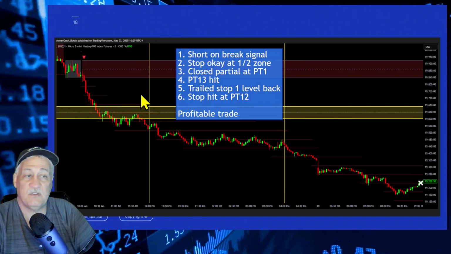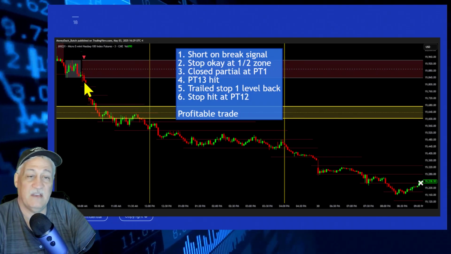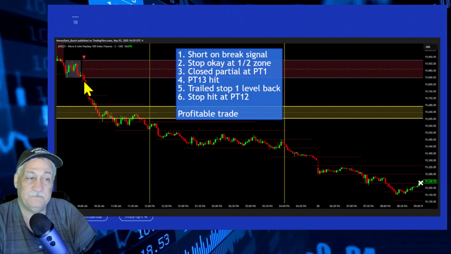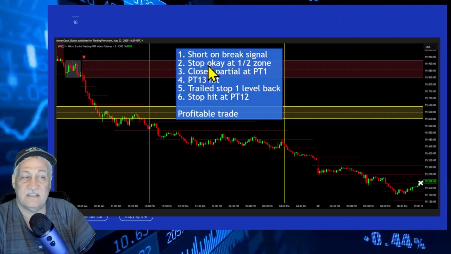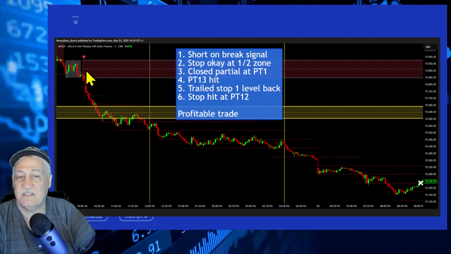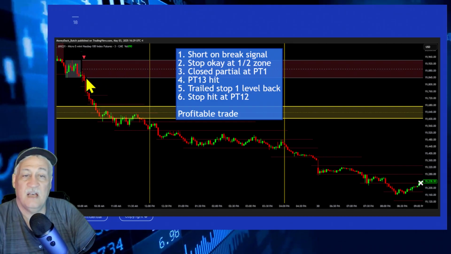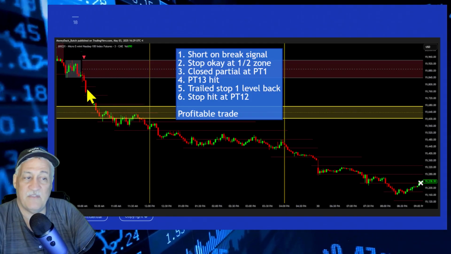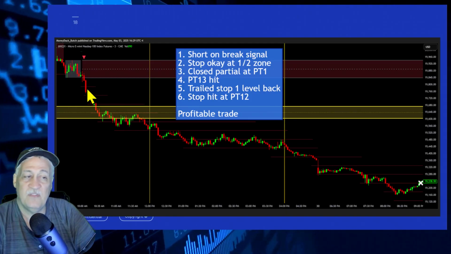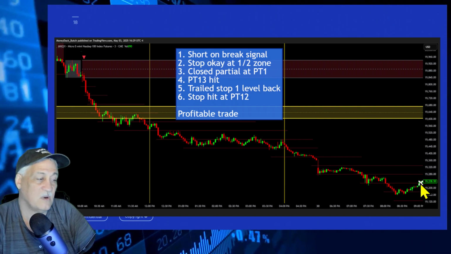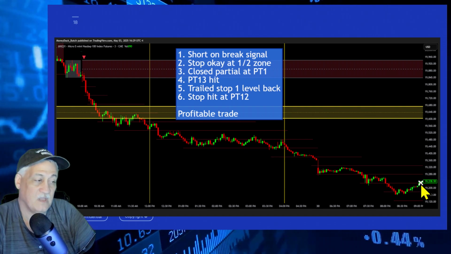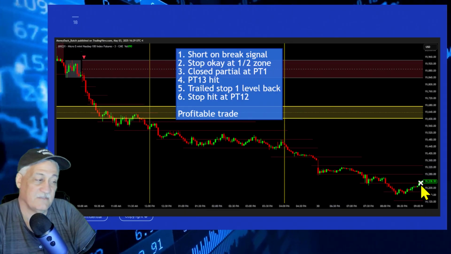So this trade was great. We had a sell signal. Candle closed below the low. We're going to sell. Put our stop halfway. You'll notice that typically it just says stop at half zone because that's what I'm using, the half zone. Close partial when it hit take profit 1 here, profit target 1. This one actually hit all the way down to here's where it would have been stopped out. Now, that's if you didn't close at 4.